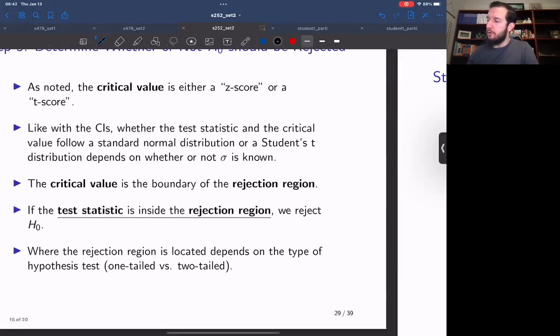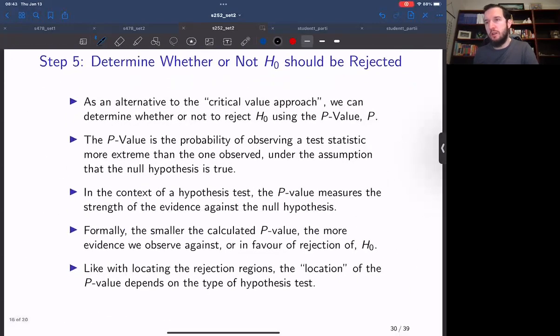With the p-value approach, the comparison is actually a lot easier because for every type of test, we will reject the null hypothesis if the p-value is less than alpha. The p-value is defined as the probability of observing a test statistic more extreme than the one observed under the assumption that the null is true. So the p-value basically measures the strength of the evidence against the null.